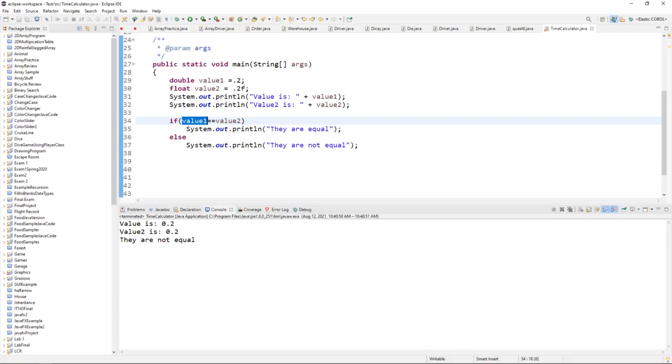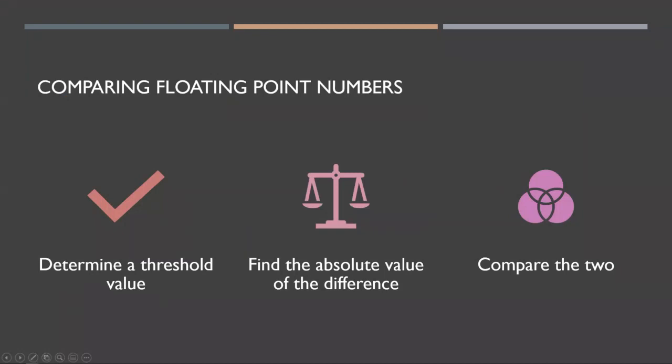We don't need to understand here what happens behind the scenes with floating point numbers. But we do need to understand that we can never do a simple comparison of two doubles, as the results are unpredictable. Instead, we need to determine if two floating point numbers are close enough to be considered equal. To do this, we need to determine the threshold value. In other words, how close do the numbers need to be to each other to be considered equal? Take the absolute value of the difference between the two values. So subtract the two values, take the absolute value of it, and then compare it to the threshold.